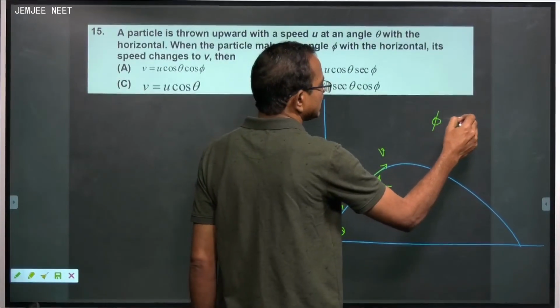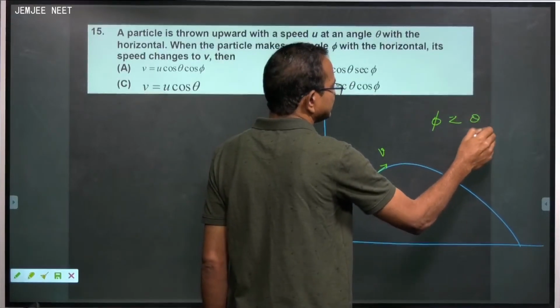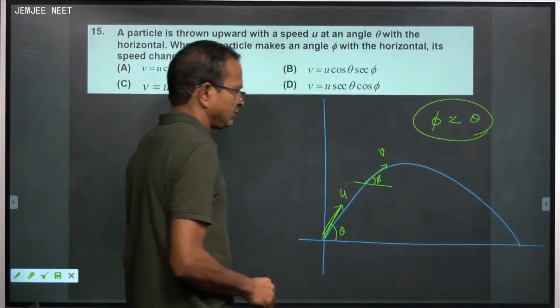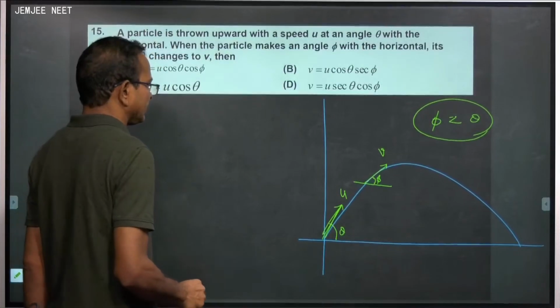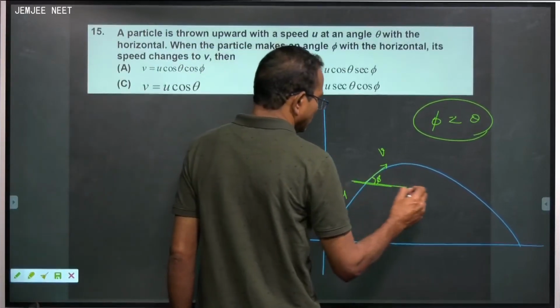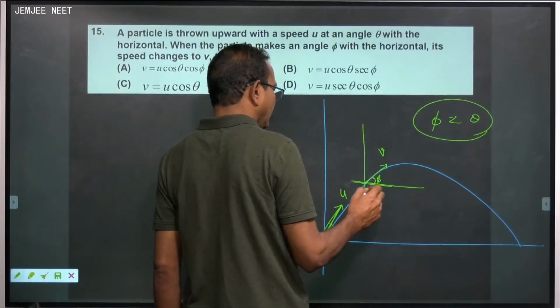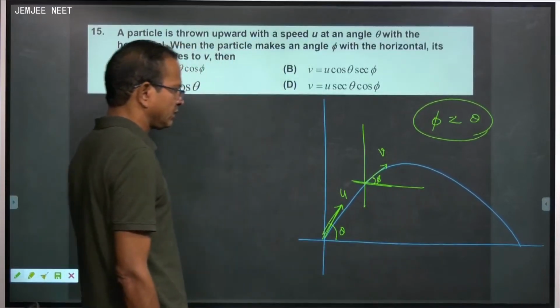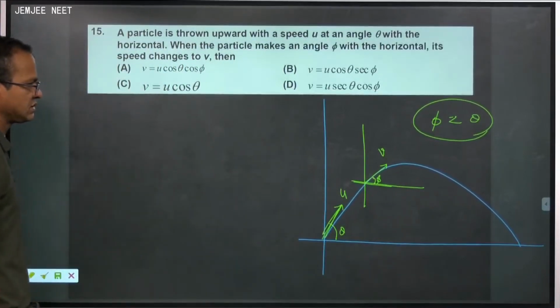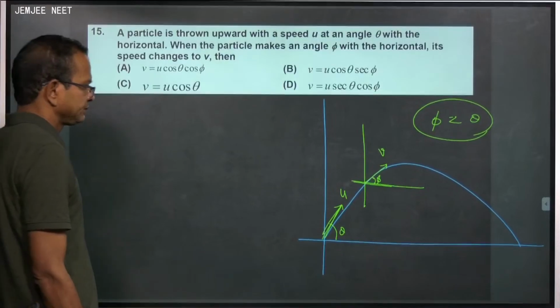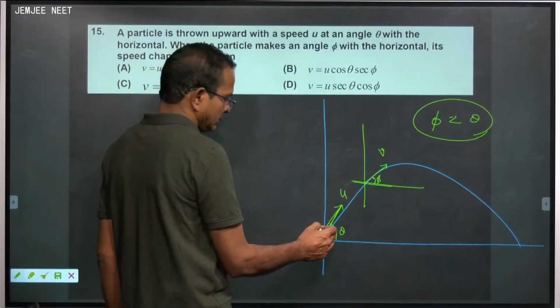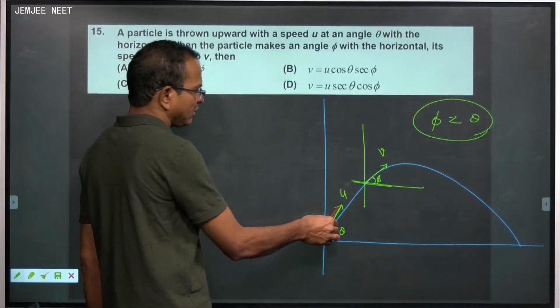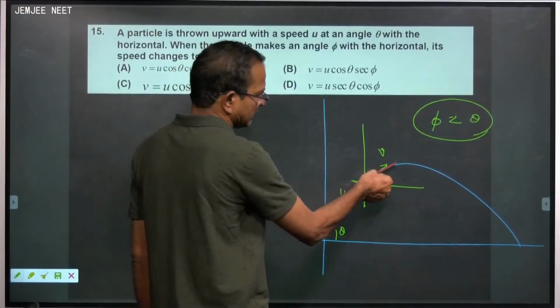Phi is less than theta or more than theta? Look at this question. Look at the diagram carefully and answer my question. Look, less than theta. As it goes on, it keeps decreasing like this. Look at it, it will decrease.